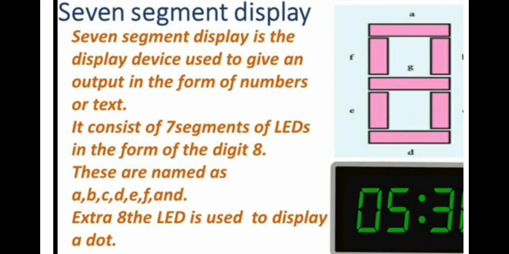Next, the 7 segment display. A 7 segment display is a display device used to give an output in the form of numbers or text. It is used in digital meters, digital clocks, microwave ovens, etc. It consists of 7 segments of LEDs in the form of digit 8. These 7 LEDs are named A, B, C, D, E, F and G. An extra 8th LED is used to display a dot.